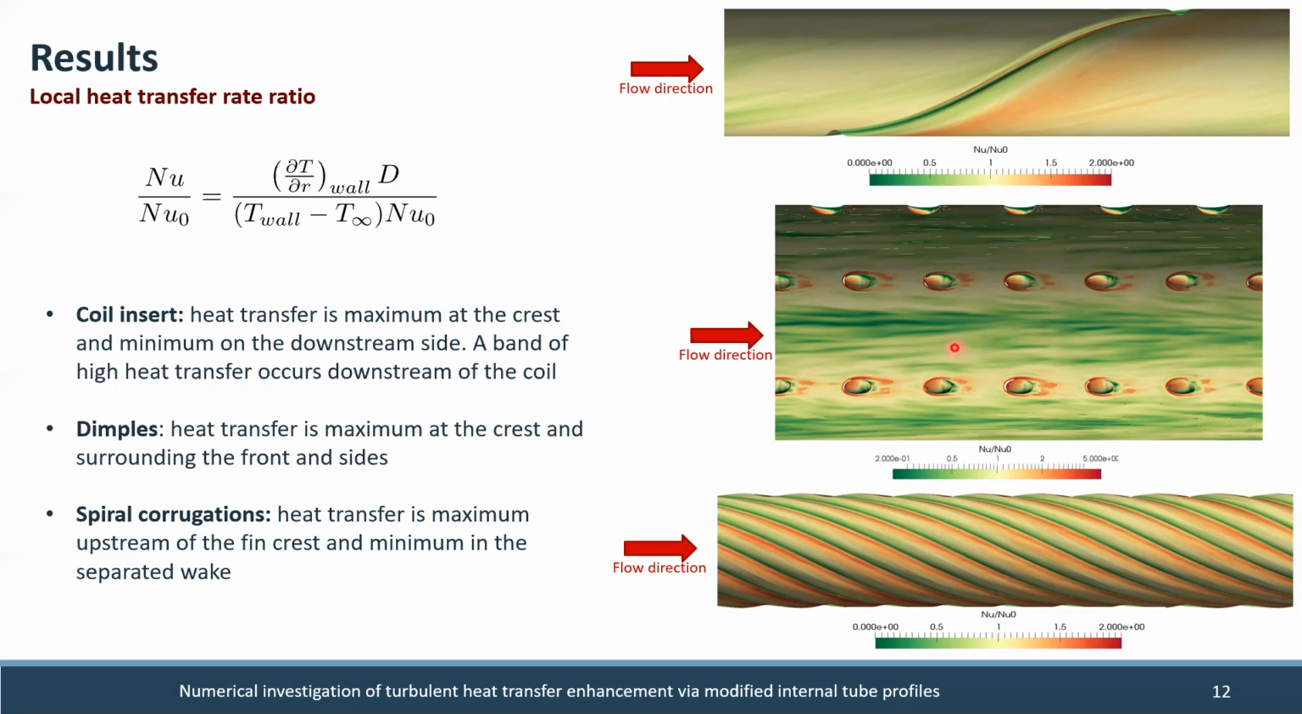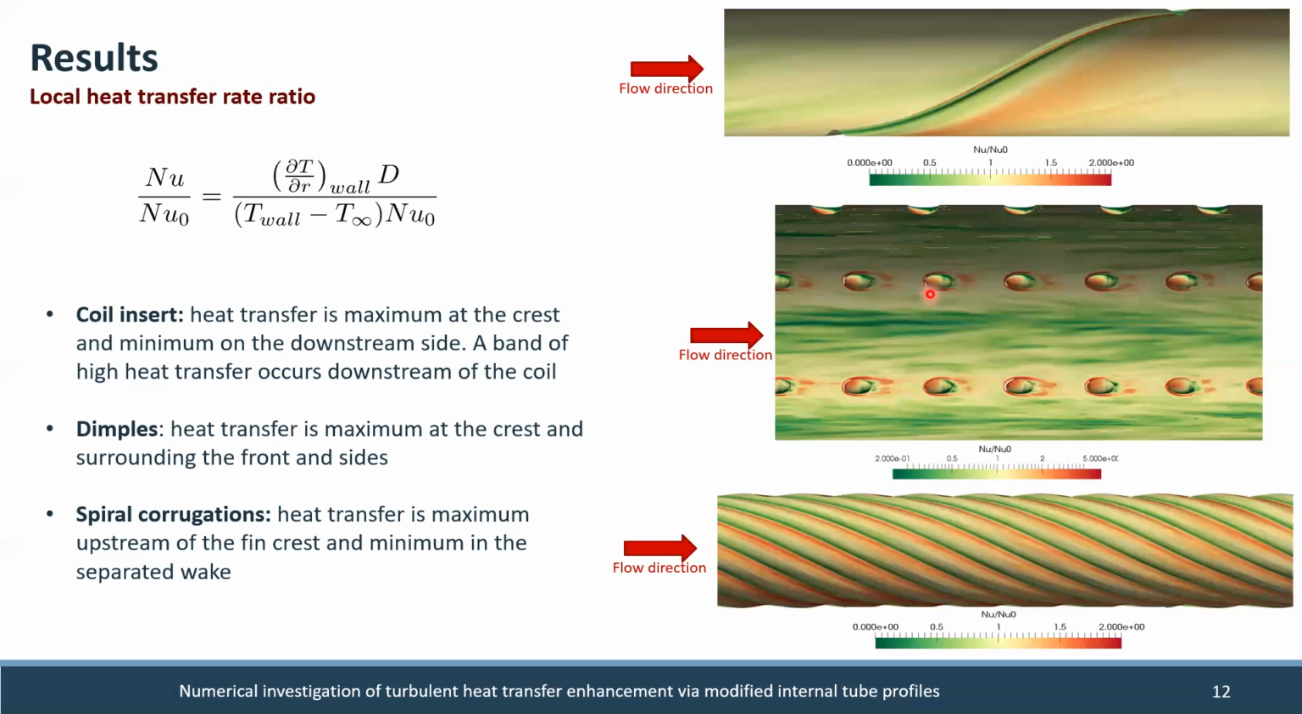For the dimple tube case, you can see that the heat transfer rate is very high at the crest, and it's minimum on the downstream side. Also, a band of high heat transfer occurs down.